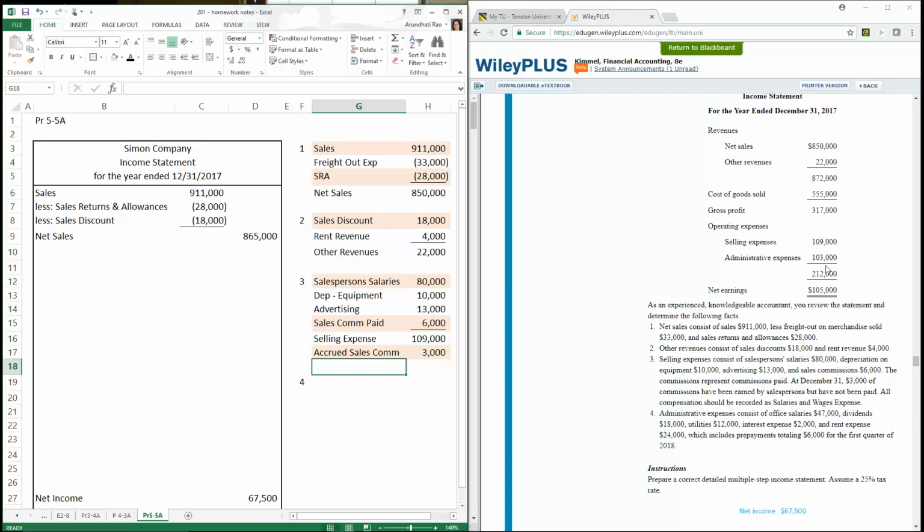Administrative expenses, that's 103,000, consists of office salaries of 47,000, dividends of 18,000, utilities of 12,000, interest expense of 2,000, and rent expense of 24,000. This rent expense includes prepayments totaling 6,000 for the first quarter of 2018. So of the 24,000 which they've said is rent expense, 6,000 is for next year. It's not yet an expense. Again, let's write down the information they've given over here.